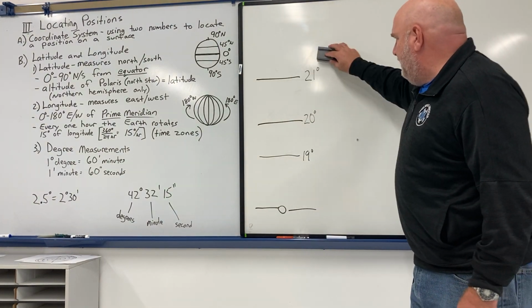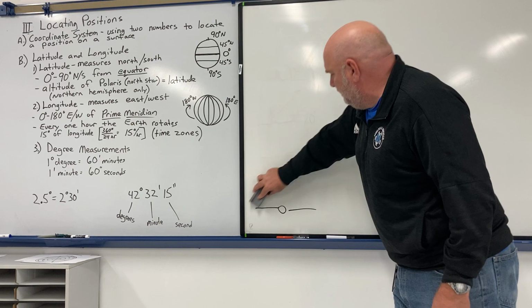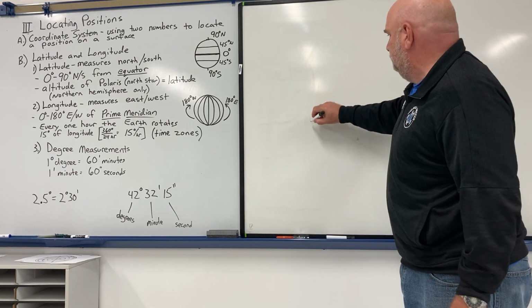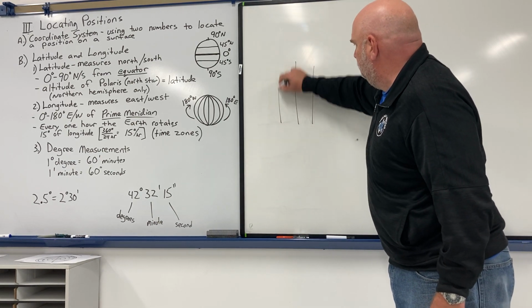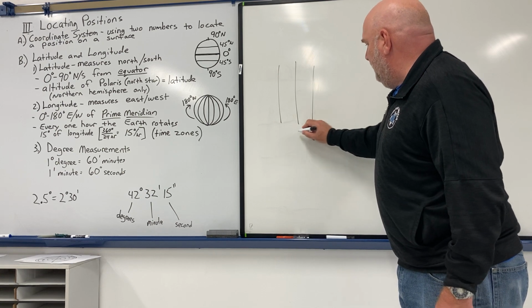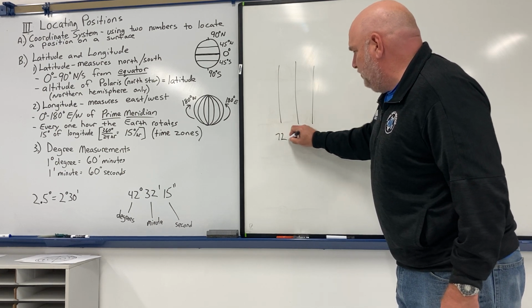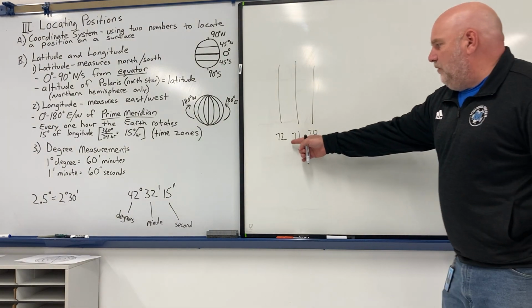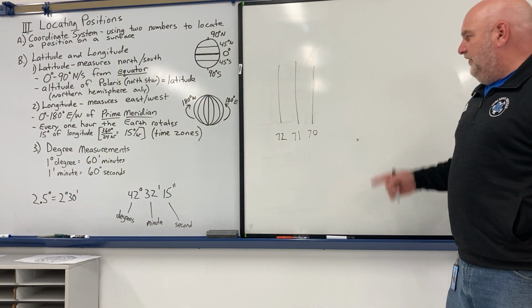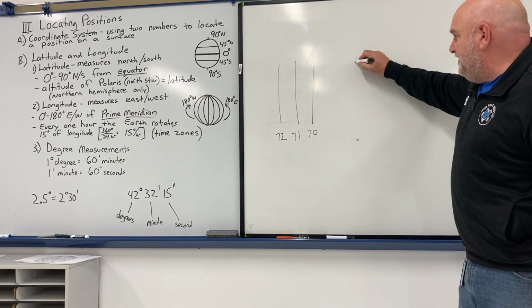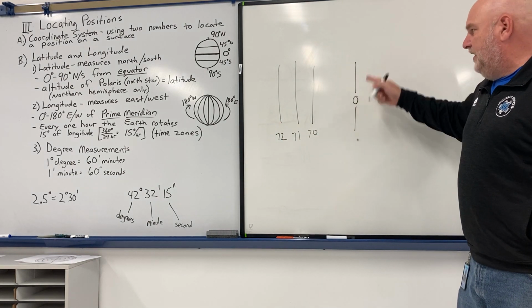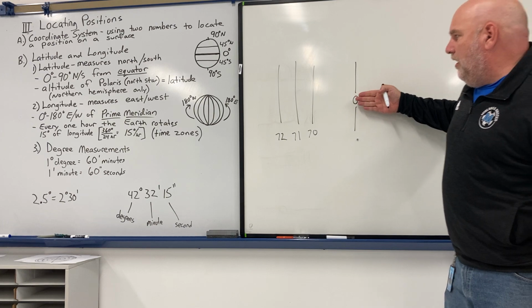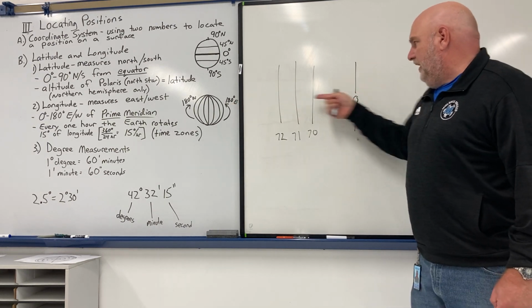Or if I had something that was like 70, 71, 72 for the longitudes, since it's going 70, 71, 72, that means it's counting that way. That means 0 would be over here someplace. So these would be all west longitudes because I'm counting it west that way.